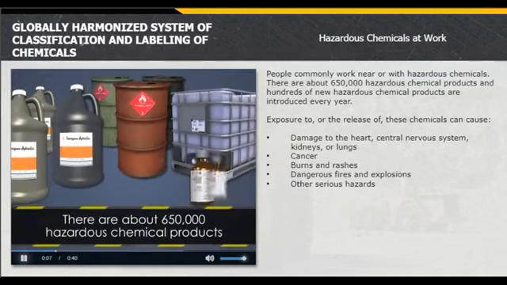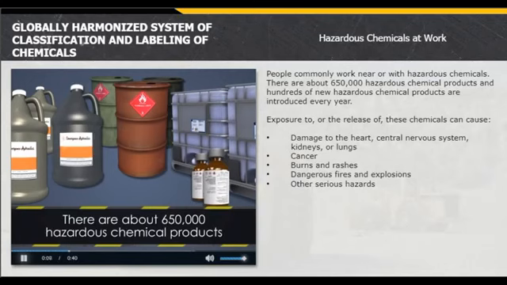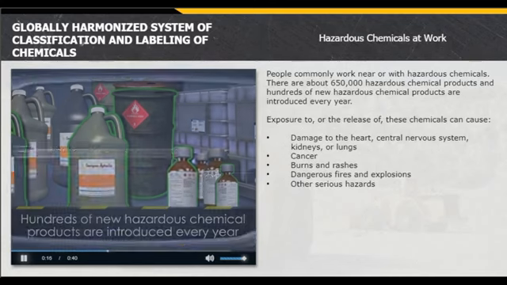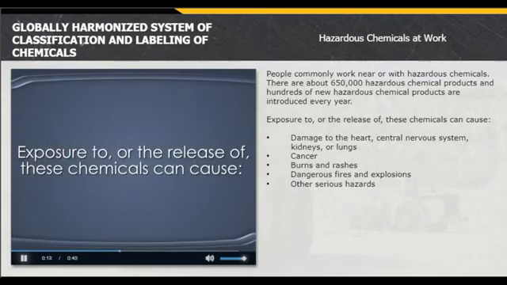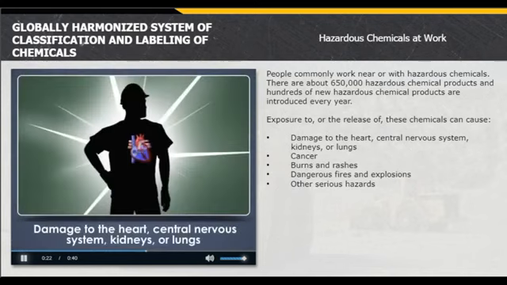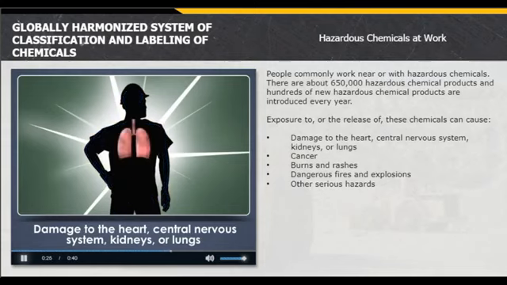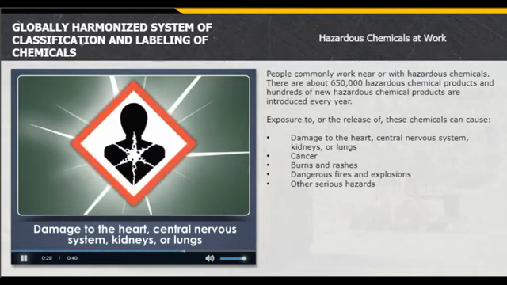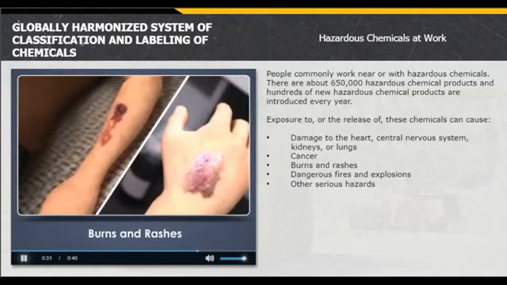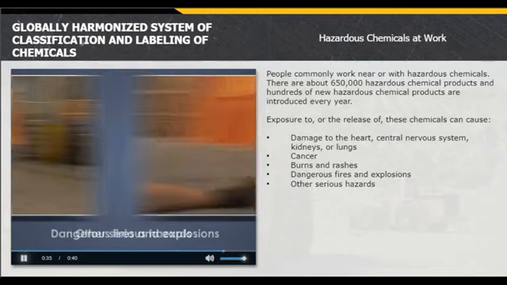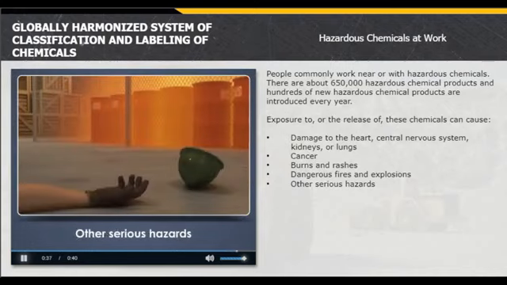People commonly work near or with hazardous chemicals. There are about 650,000 hazardous chemical products, and hundreds of new hazardous chemical products are introduced every year. Exposure to, or the release of, these chemicals can cause damage to the heart, central nervous system, kidneys, or lungs, cancer, burns and rashes, dangerous fires and explosions, and other serious hazards.